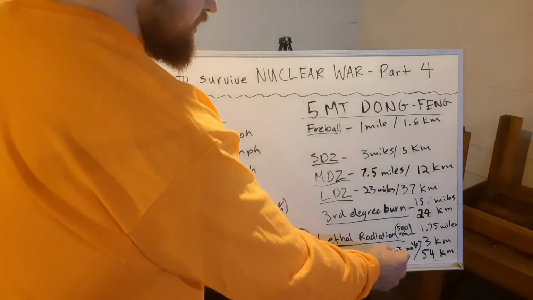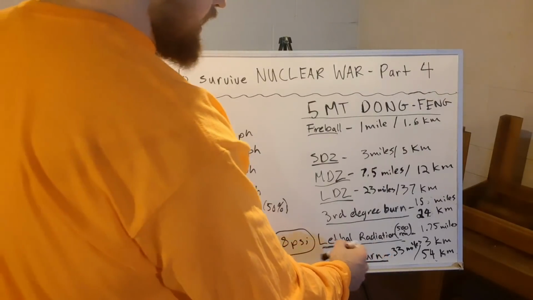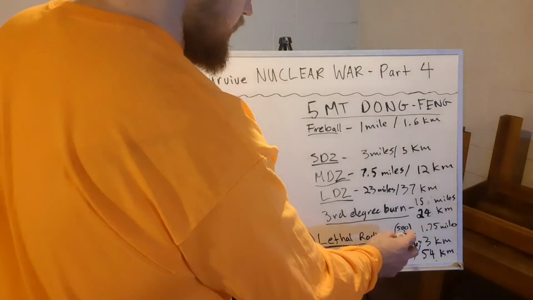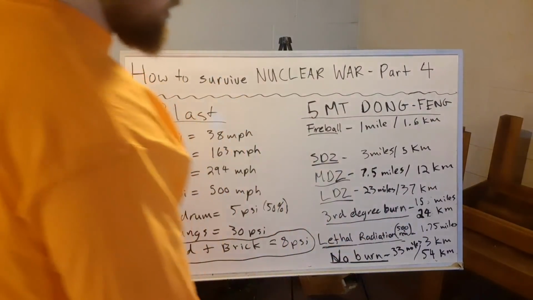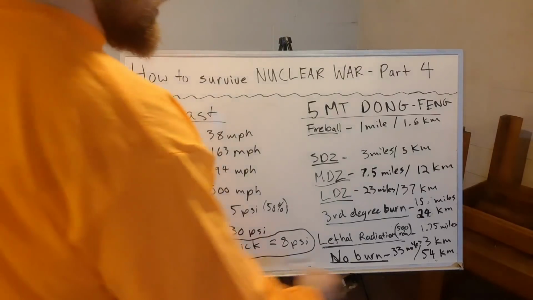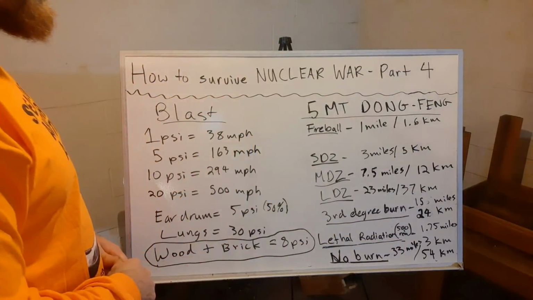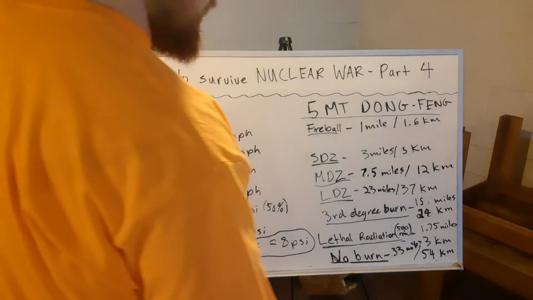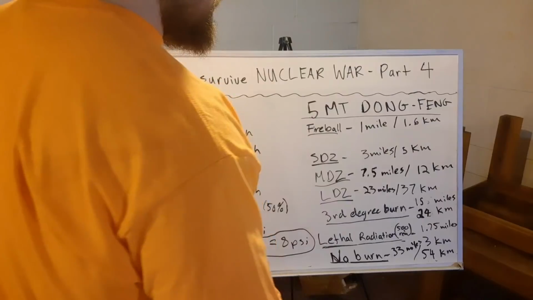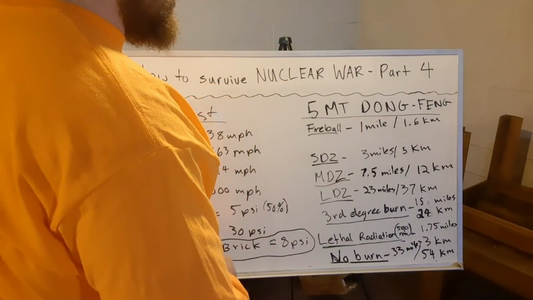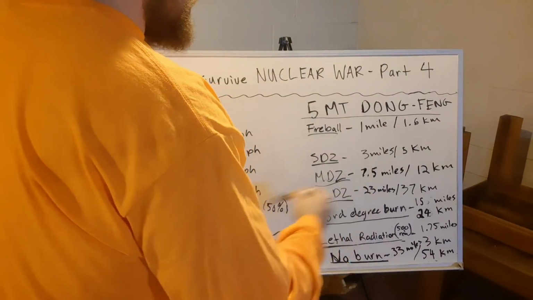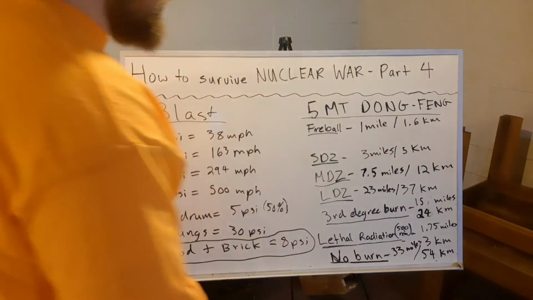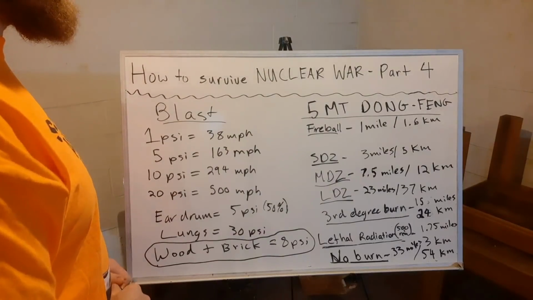And then the minimum distance that you have to be to not get any burns is 33 miles or 54 kilometers. So that's pretty crazy, okay? You've got to be 33 miles away not to get a burn. You have to be 15 miles away not to get a 3rd degree burn. And you have to be 23 miles away not to have to deal with any blast wave, okay?